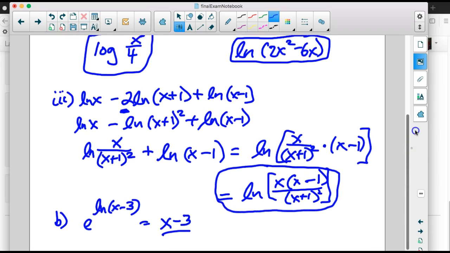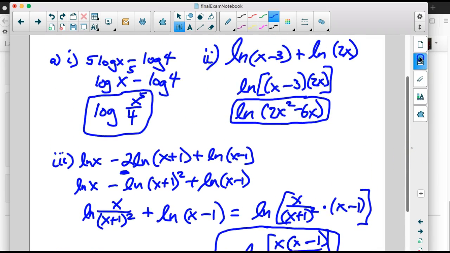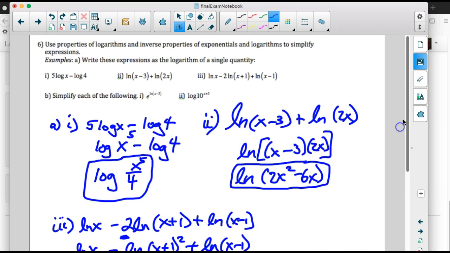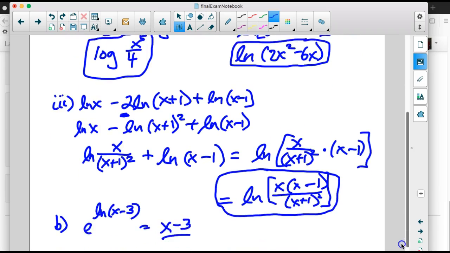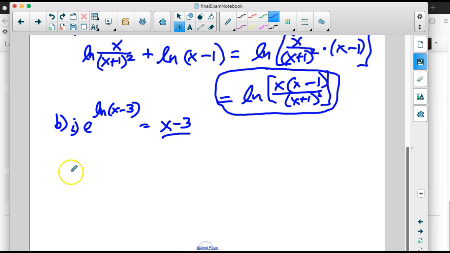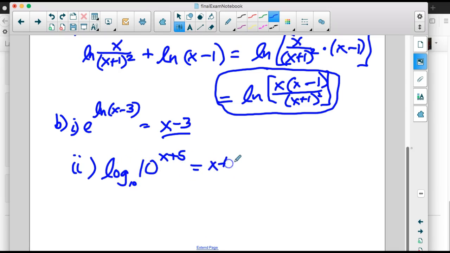Same thing happens on the next problem on part B, where you have log 10 x plus 5. In this case, this is base 10, and since these are the same bases, they are inverses of one another, and the answer is just x plus 5.